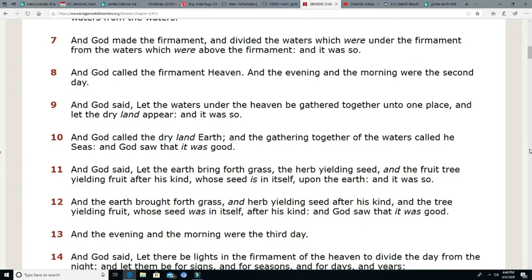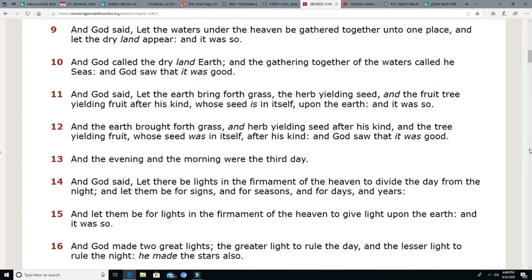And the earth brought forth grass and herbs yielding seed after its kind, and the tree yielding fruit, whose seed is in itself after its kind. And God saw that it was good. And the evening and the morning were the third day. So that's the third day. And God said, let there be lights in the firmament of heaven to divide the day from the night. So there's lights inside the firmament.